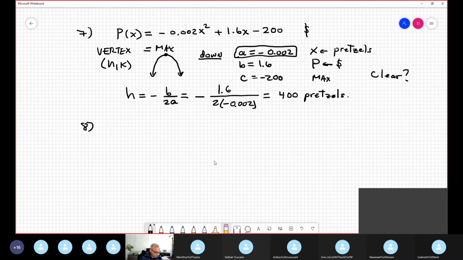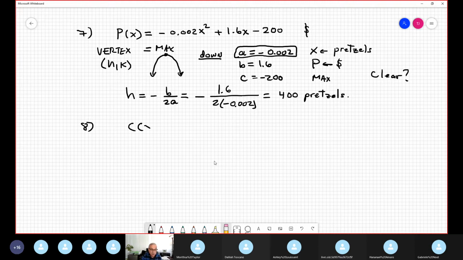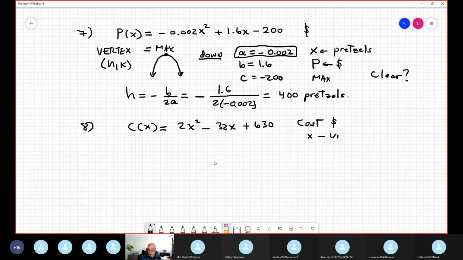The second is about the owner of a video store. Determine the cost. The cost function is equal to x squared minus 32x plus 630. This is the cost, and the cost again is in dollars, no? However, x is the independent variable, the videos rented. Then they want to find the lowest cost to the nearest dollar.